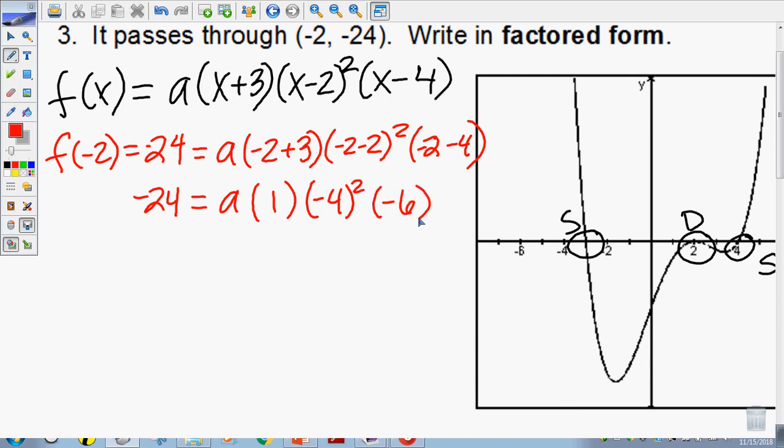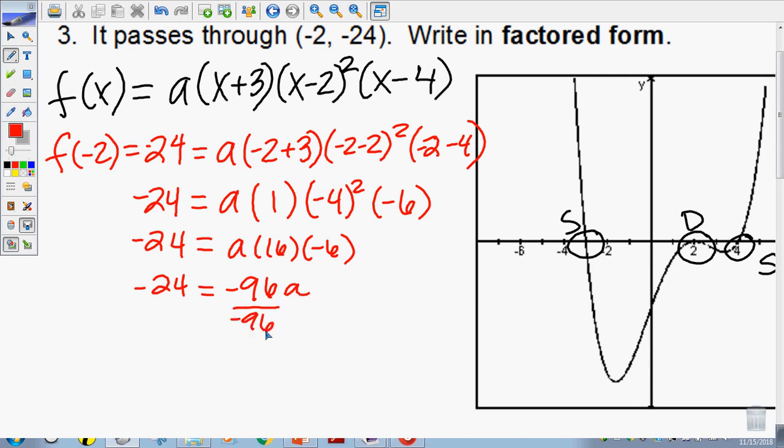Agreed? Are y'all still with me? Yeah. Alright, here we go. So we have -24 equals A times 16 times -6. What is 16 times negative 6? Negative 96. So I have negative 24 equals negative 96a. And what do I do to get A by itself? Divide by negative 96. And that gives me 1/4. So A equals 1/4.